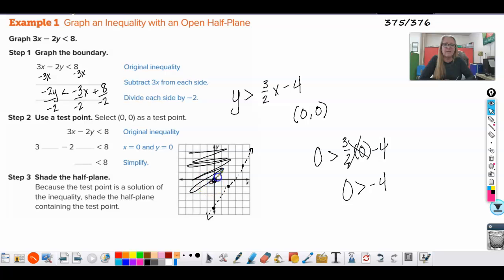and so we shade this half plane, because all of these points over here on this side of the line make this inequality true. If you plug in the x and their y value, it makes a true statement. Pretty cool. Right? And that's how you graph inequalities.